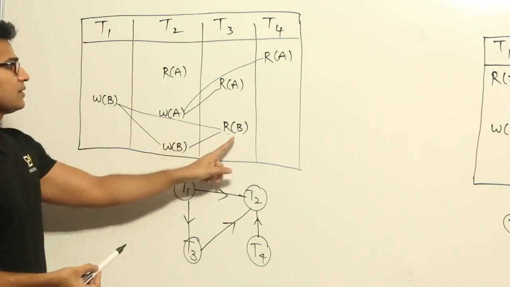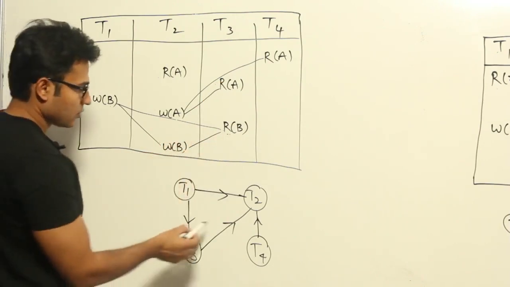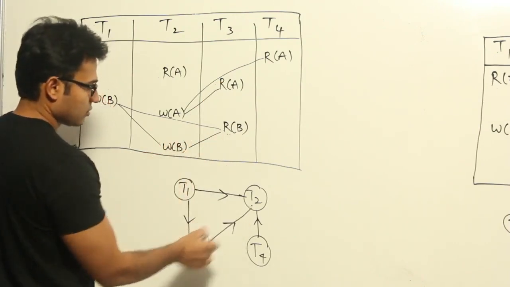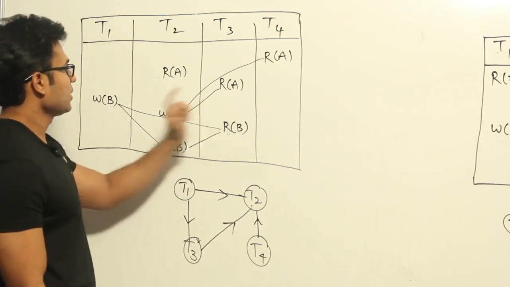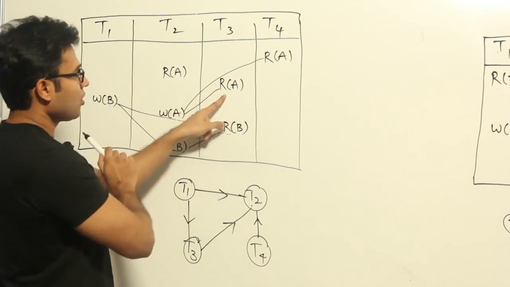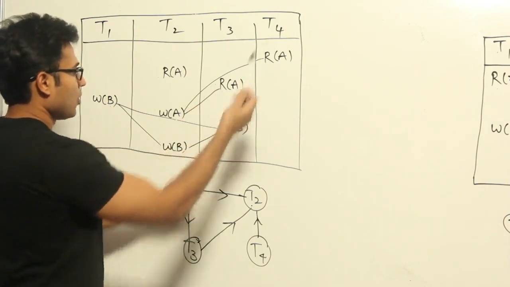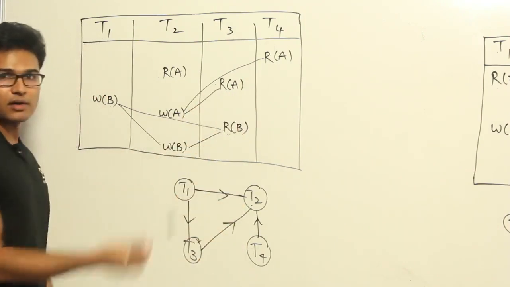Now this one is saying that T3 first and then T2. So T3 and then T2, it is already there in the edge, right? Now again this one, if you compare with this, no conflict, right? So this is the graph we got.